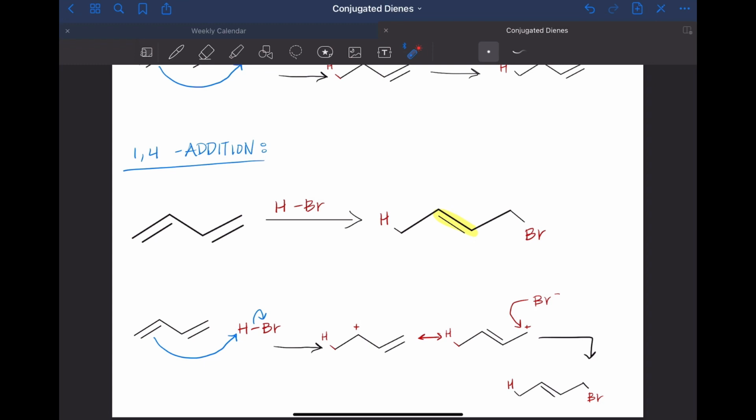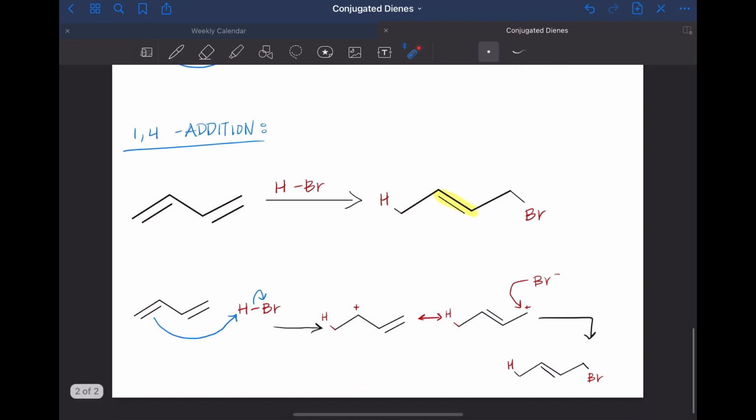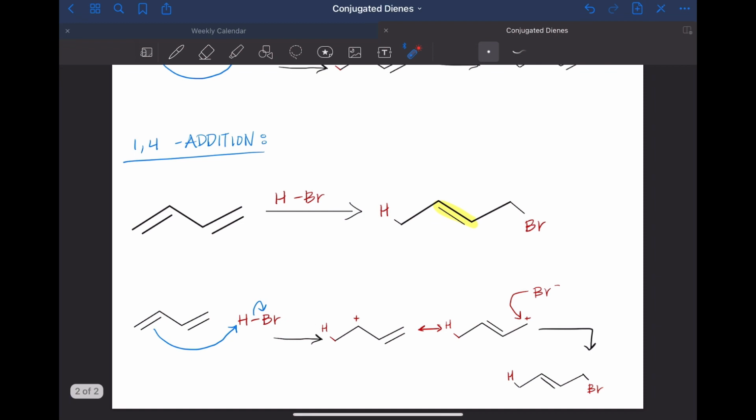In the 1,4 addition, we are again adding hydrogen at the 1 position, but what is different is bromine adds to the 4 position, and we have our double bond moving to the middle. And that is because we are actually using a resonance contributor.